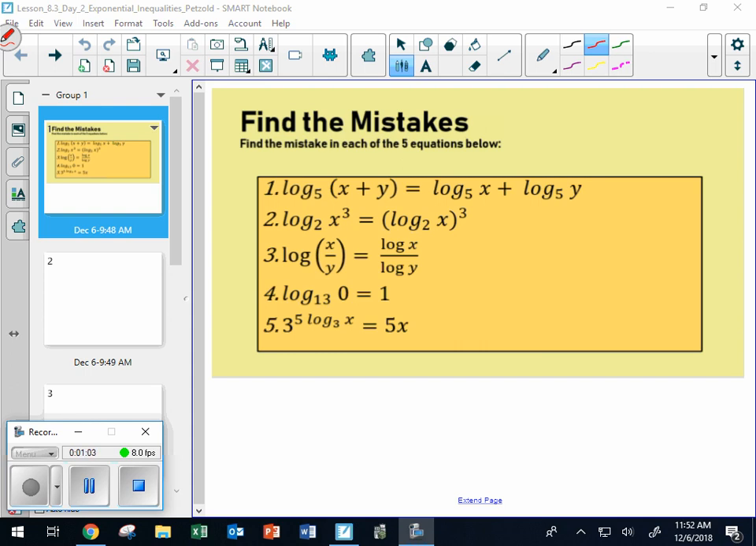First one, corrected will be log base 5 of xy. So this is a multiplication sign right there. Awesome. So we have log base 5 of x times y would get us log base 5 of x plus log base 5 of y, as the product property of logarithms says. Okay, would you like to call on somebody?